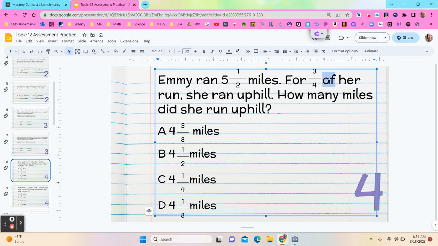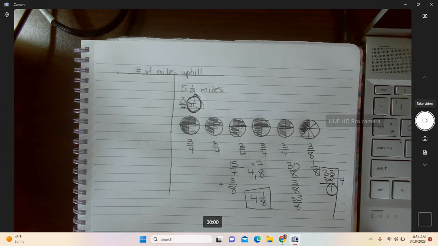For 3/4 of that run, she ran uphill. And then another trick to let you know that you're multiplying is when it also says, how many miles did she run uphill? See how the question repeats what information they just gave you? That's a big clue, a big ding, ding, ding light bulb moment that you should be like, okay, I see that. That's multiplying.